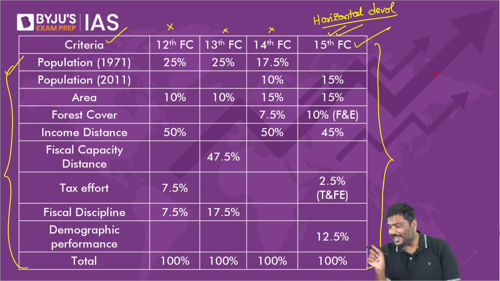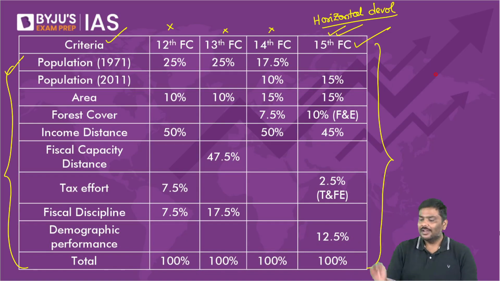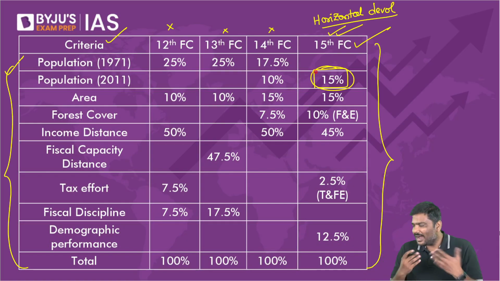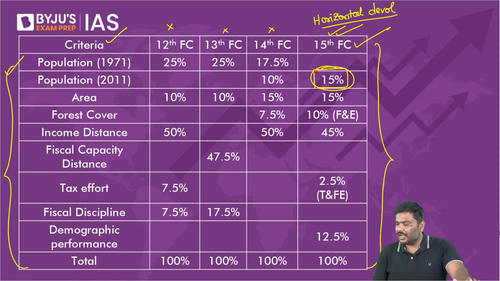Some of the students are still saying no. Then all I can tell you is all the best. Because the table is right in front of you. Even then, if you can't observe, I cannot come to your home, take your hand and say, please see here. I can't do that. You will have to do it. So 15% weightage has been given for the population of 2011. So UPSC can use a twisted statement like this.